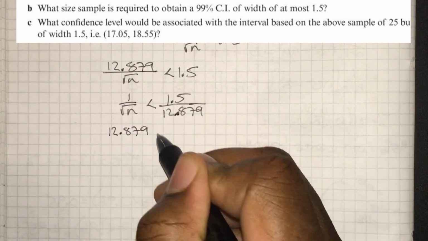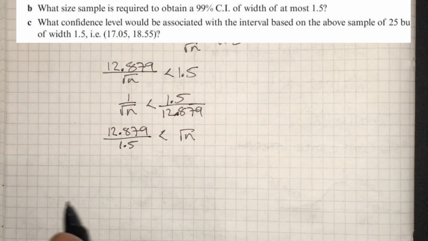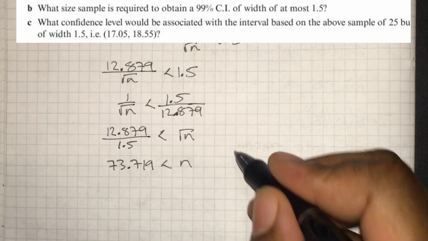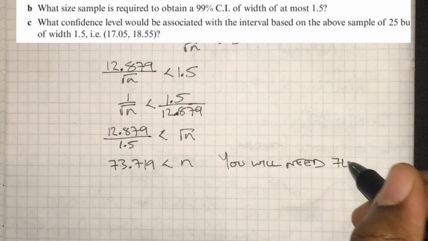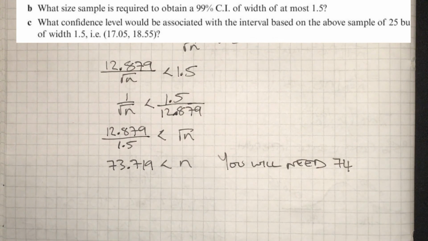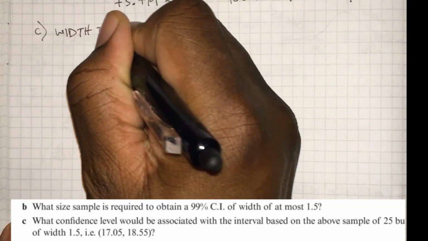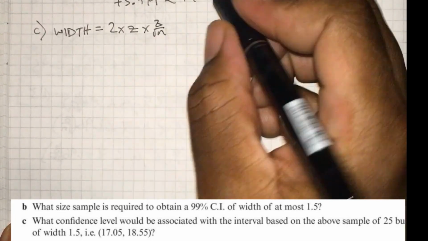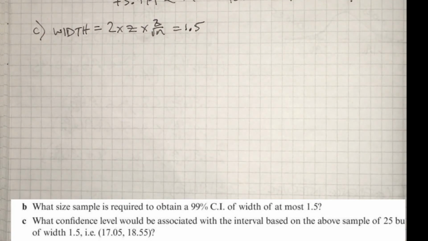So there's a few ways to think this through, but ultimately we get root n is larger than the reciprocal of the right-hand side. So 73.719 is less than n. That's what I get when I square. So we're going to need a sample size of 74 to make sure our 99% confidence interval has a width of at most 1.5. In part C, what confidence level would be associated with the interval based on the above sample of 25, but of width 1.5?